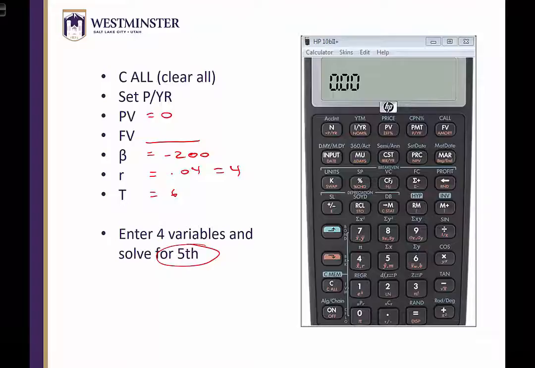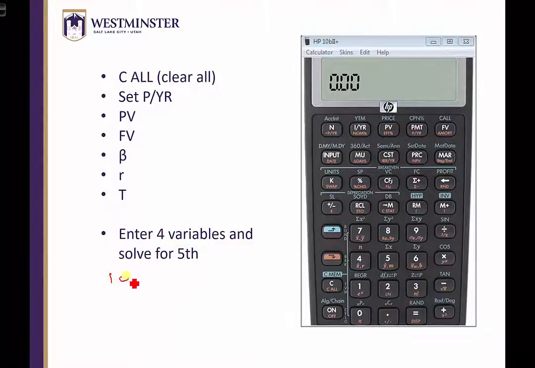And then even though I've told the calculator already that this is 1 period per year, I'm now going to tell it 6 in because it's 6 years. And we would find that the calculator would return a value of $1,326.60. So let's go ahead and think of this with another example.